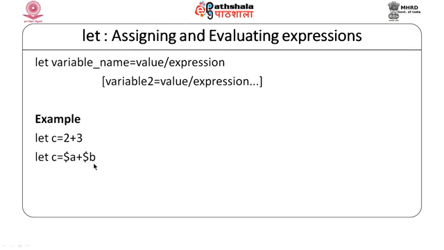Let us see another program. Over here we will be using the let command, LET. This is how addition can be performed using the let command: let, variable name, and we give the expression. So, let c equal to 2 plus 3. When we execute this, the value 5 will be stored in variable c. Instead of 2 plus 3, we can also use variable names like $a and $b. So, the content of $a will be added to $b and stored in the value of c.